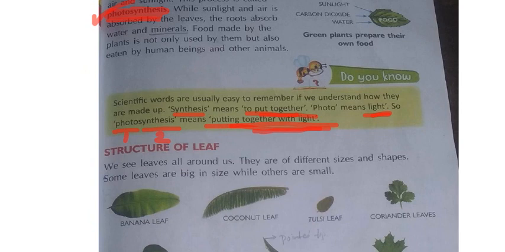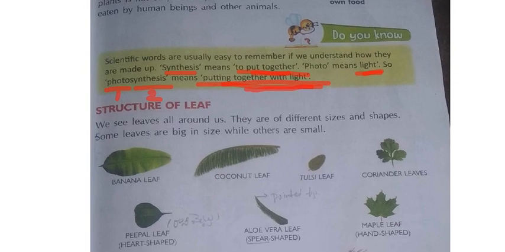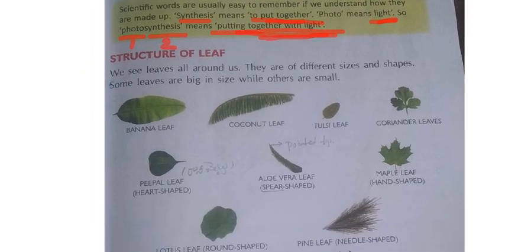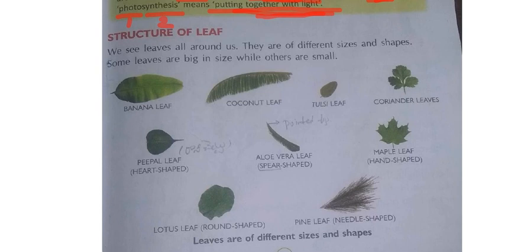Next I told you about the structure of the leaf. I showed you all the different types of leaves. Some leaves are small, some are big, some are thick, some are thin. Yes or no? So different types of leaves have different shapes and different sizes, right? Next, what did I tell you? One minute.